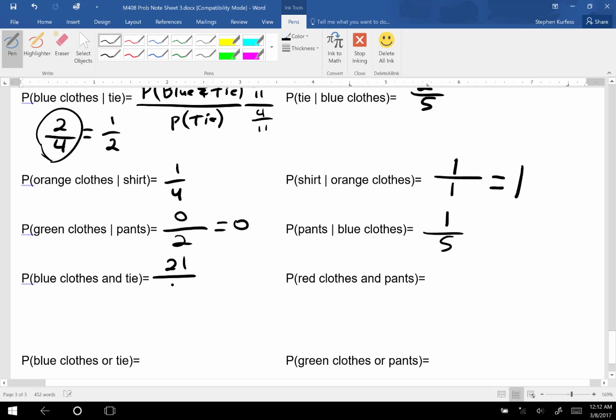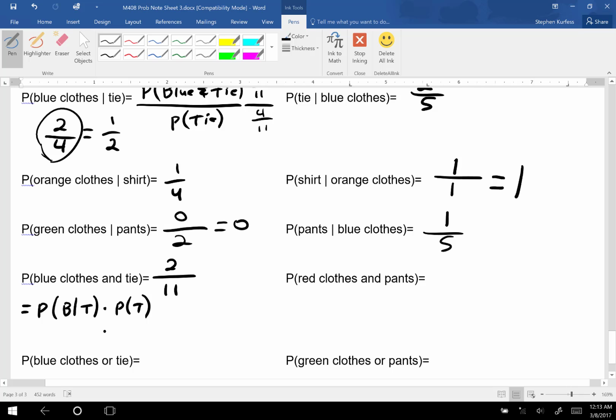Oops, 2 over 11. Okay? Now, again, we could have done that using probability, right? I could have said the probability of blue clothes and a tie is equal to the probability of blue clothes given that there's a tie times the probability of a tie. I just kind of reversed these. You could rewrite it. It doesn't matter.